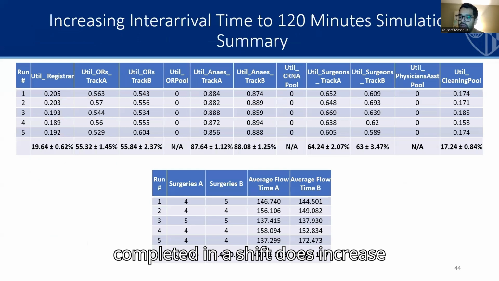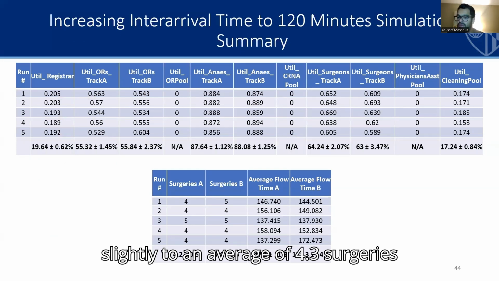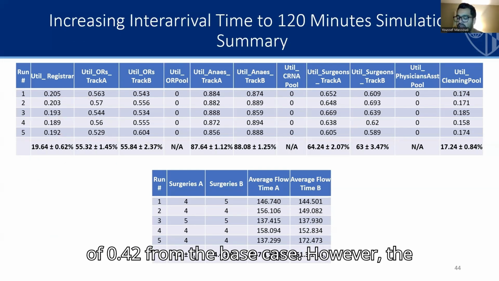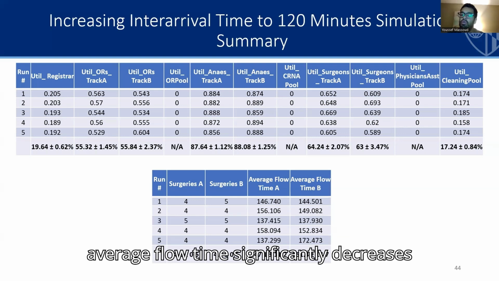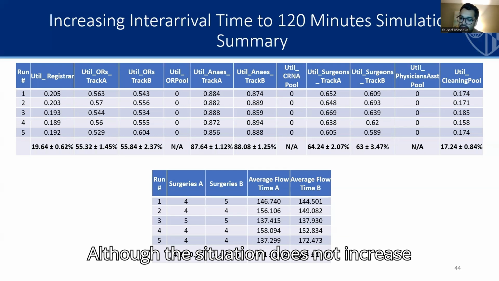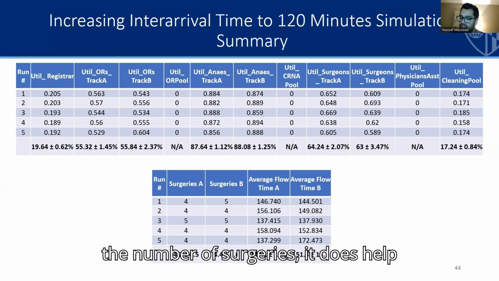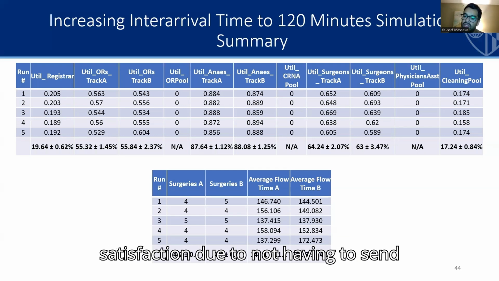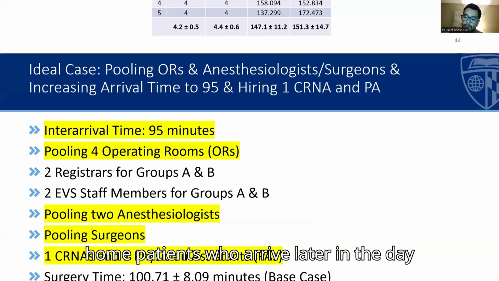The surgeries completed in a shift do increase slightly to an average of 4.3 surgeries per day per track with a standard deviation of 0.42 from the base case. However, the average flow time significantly decreases from the base case to 149.247 minutes with a standard deviation of 9.76 minutes. Although this scenario does not increase the number of surgeries, it does help with decreasing the flow time and patient satisfaction due to not having to send home patients who arrived later in the day at the office.